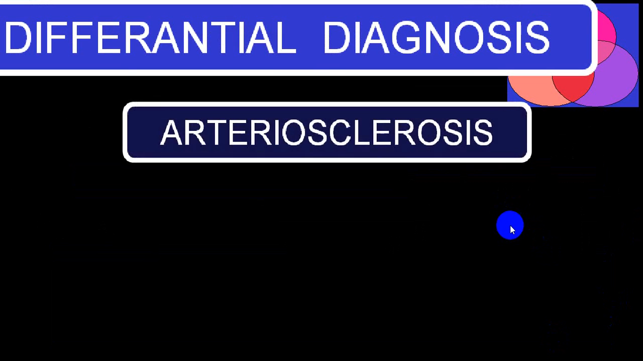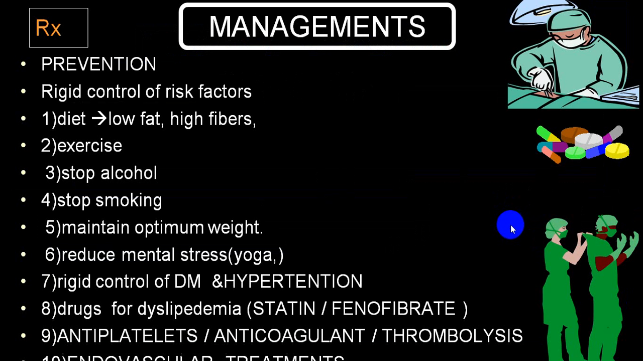Differential diagnosis, usually atherosclerosis does not require any differential diagnosis. Management part, prevention is better. So for prevention, rigid control of risk factors, which includes diet, we call as total lifestyle modification, low fat, high fiber diet, regular exercise, stop alcohol, stop smoking, maintain optimum weight, we call loss of weight by a good diet control and exercise, reduce mental stress.